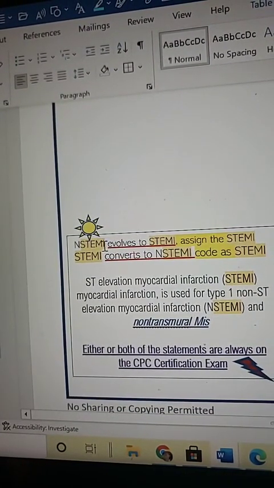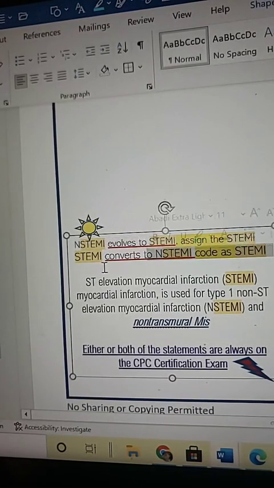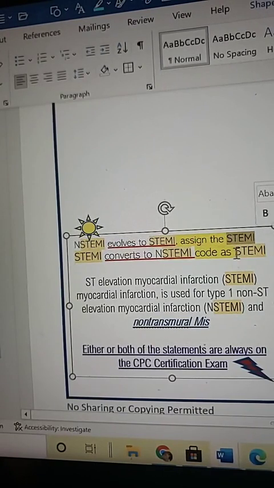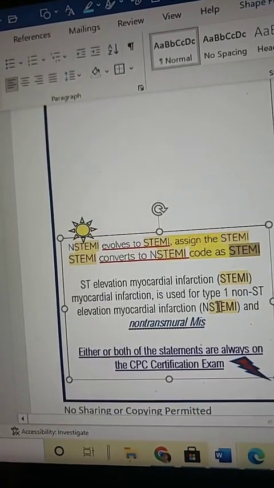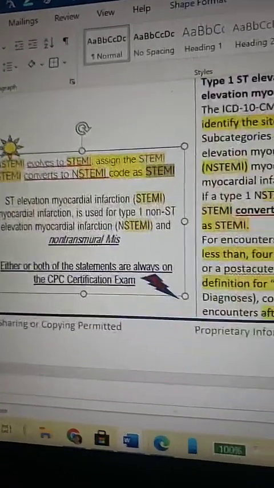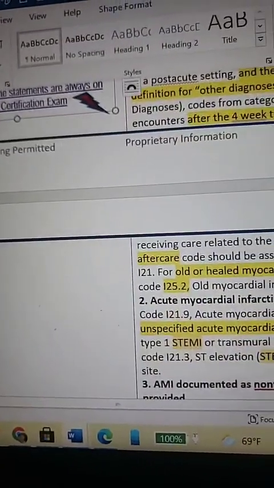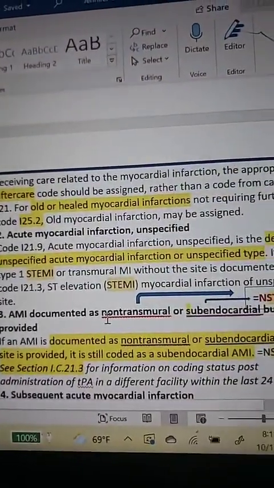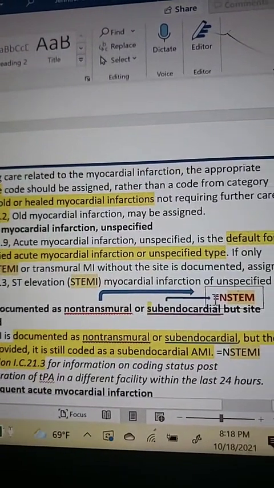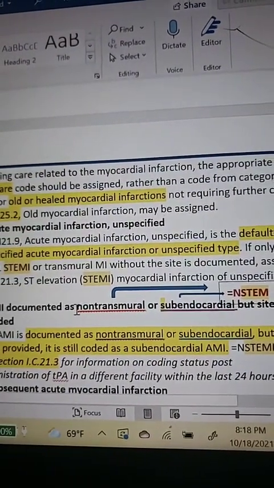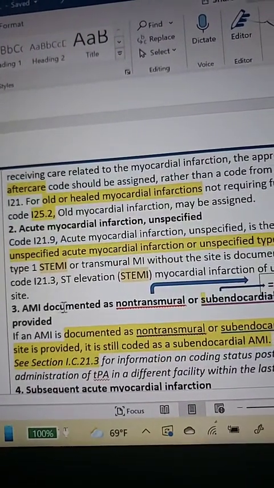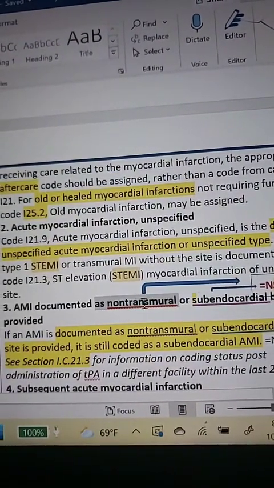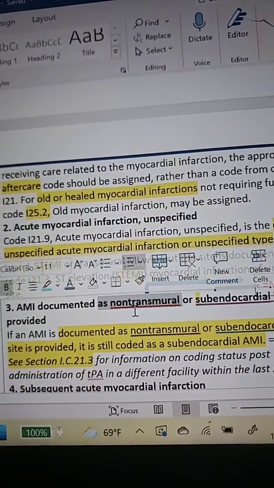Test questions are going on in the exam. We've got the one where the condition evolves and converts, they all convert or evolve into STEMI, and then we've got that extra one that goes into that non-transmural thing. Super cool. This one right here, that particular part, can be on the exam. So if the question starts out with the AMI, then you know your answer is going to be that particular word on the CPC exam.